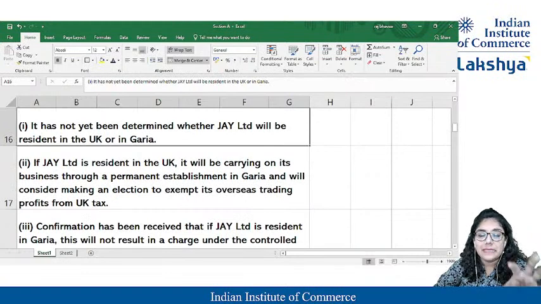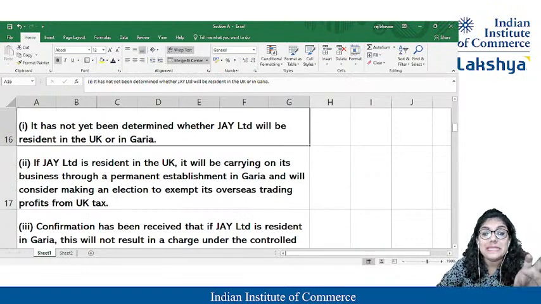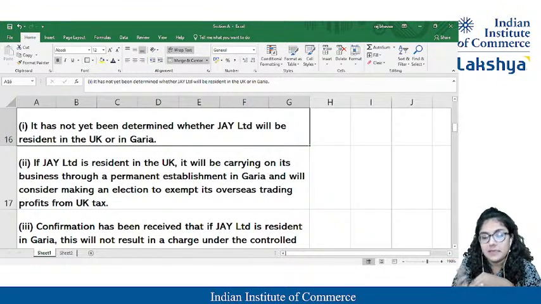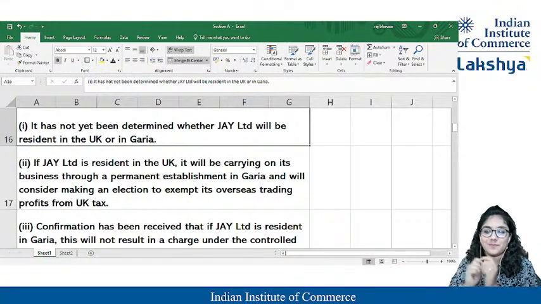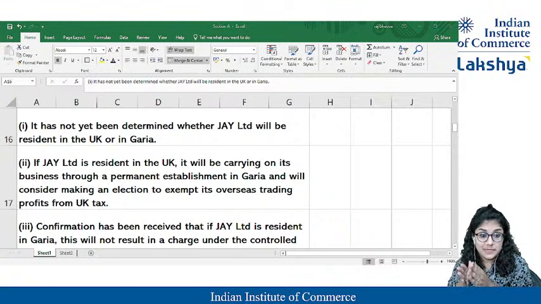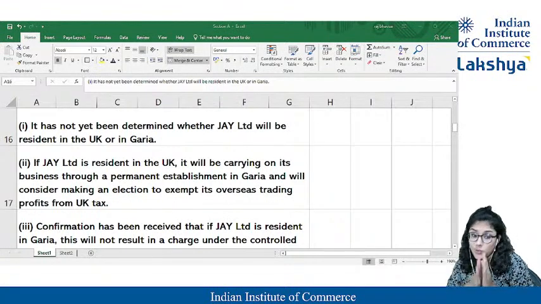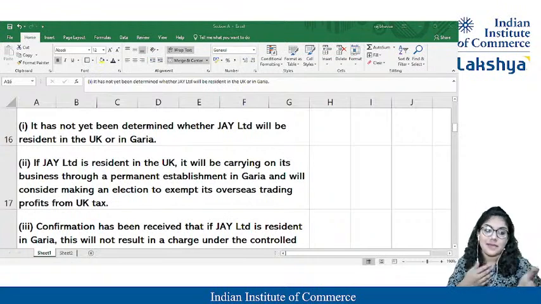What he thinks, it has not been determined whether Jai will be resident in the UK or Geria. They don't know whether Jai is a resident of the UK or Geria. So that is a big problem. They should know. Otherwise, if we don't know, we have to develop an answer in both ways: if Jai was a resident in the UK, this would have been the situation, and if Jai is not a resident in the UK, this is the relevant situation.